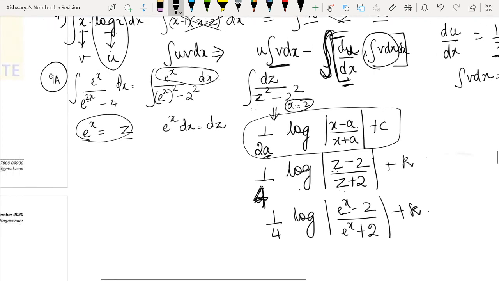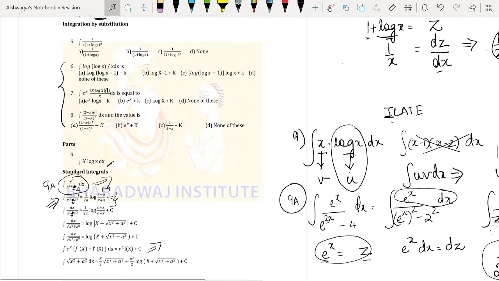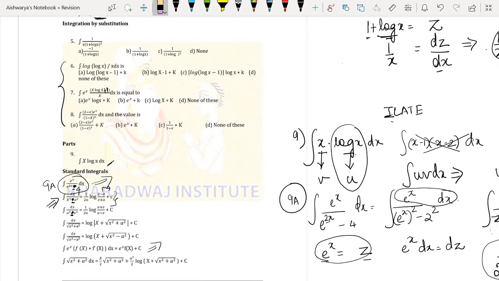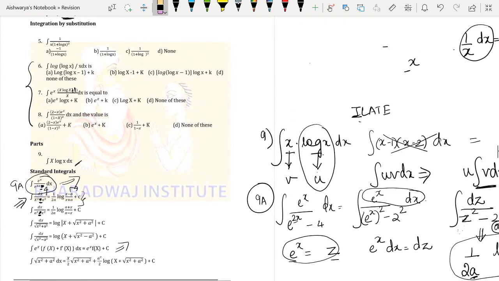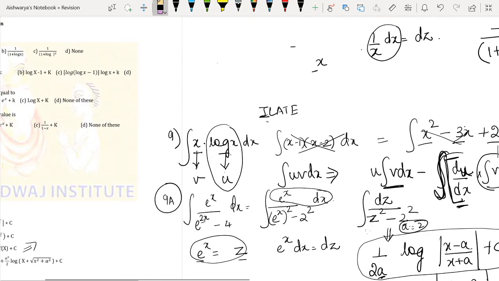Then let us go to the integration by substitution questions that we had left here. Let us just come back to that, because some of the integration by substitution is based on parts, or you can have a standard integral formula, you can have anything over there. It totally depends upon how the examiner wants to frame it for you.